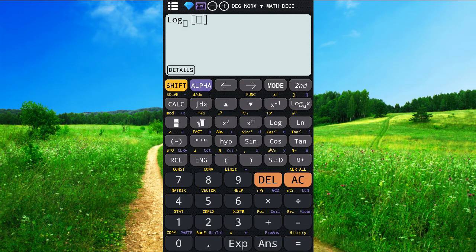So let's get log to base 10 of 30 over 5, which is 6, and the answer is 0.7782. All right, then let's see whether that is the same as log to base 10 of 30 minus log to base 10 of 5. Remember, our answer was 0.7782, and again our answer is still 0.7782.